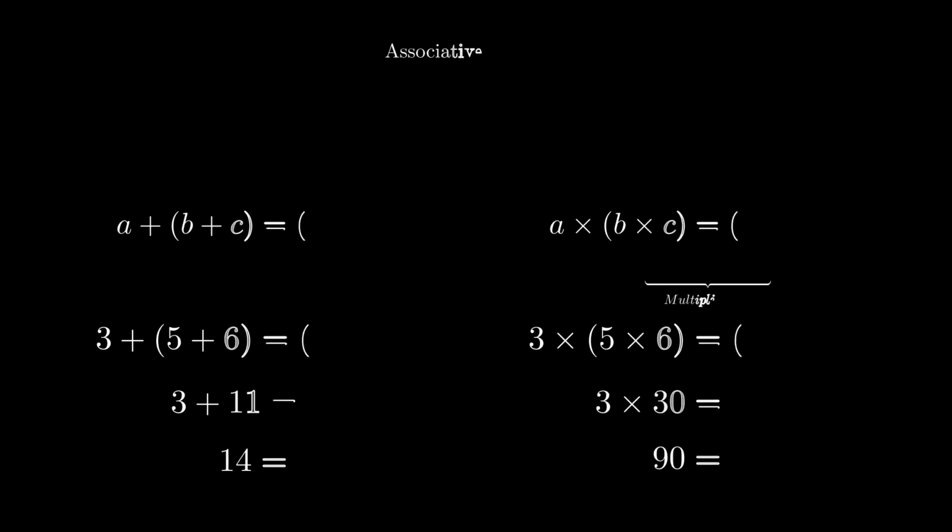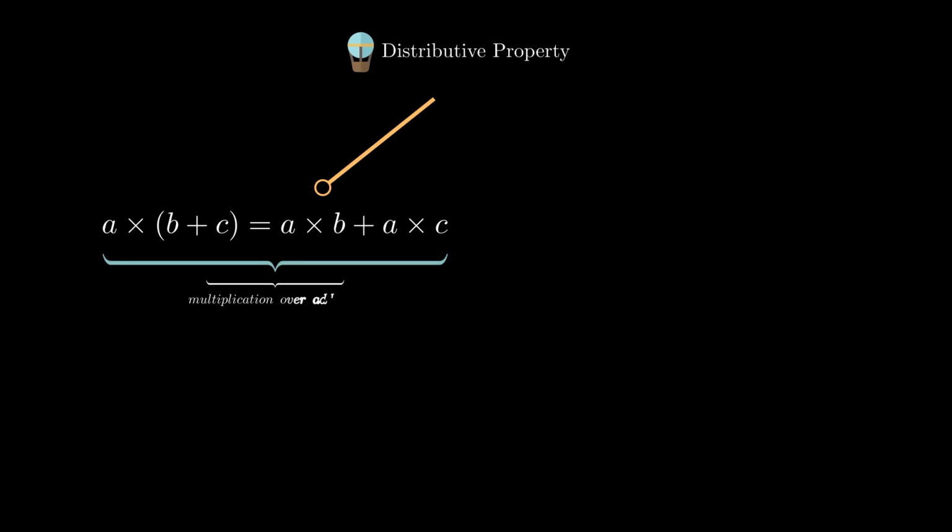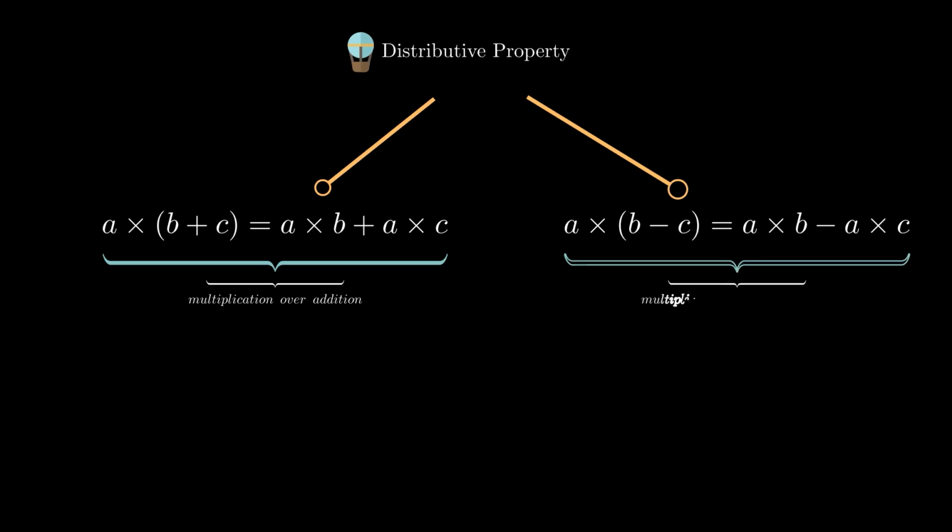Now let's talk about the distributive property. For addition, it states that multiplying a sum by a number outside the parentheses is the same as multiplying each addend by the number outside and then adding the results. For subtraction, it works similarly, but instead of adding, we subtract the products after multiplying each number inside the parentheses by the number outside. Let's test this with some numbers.